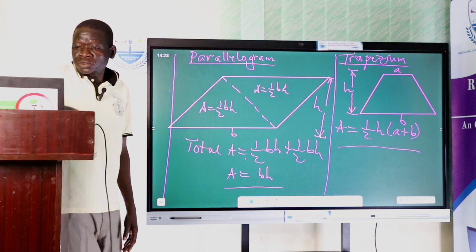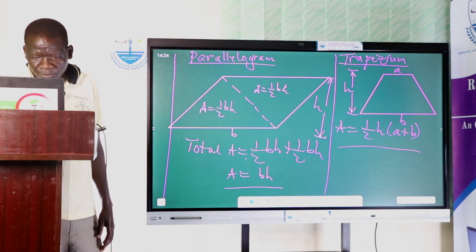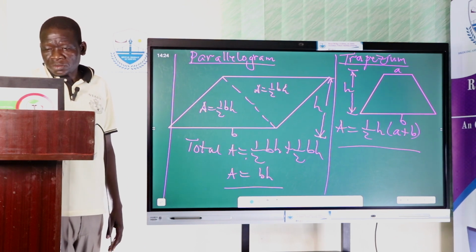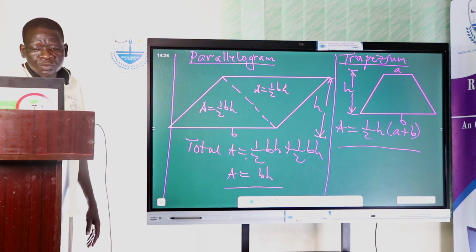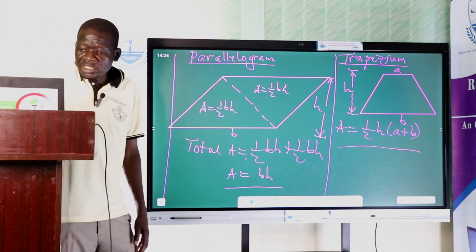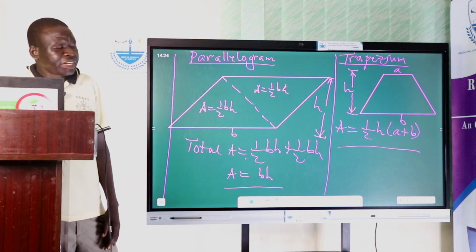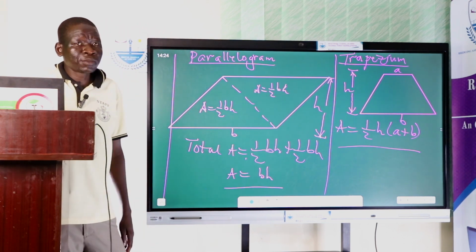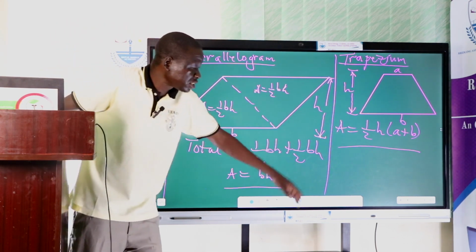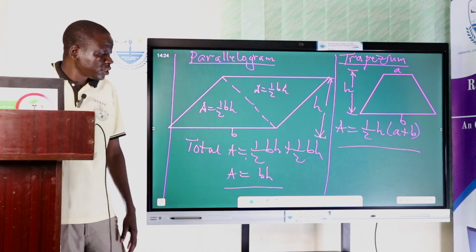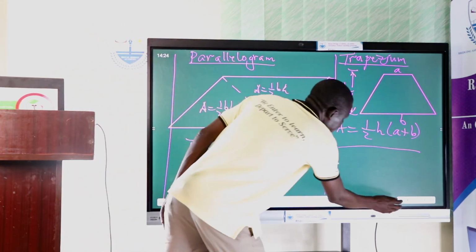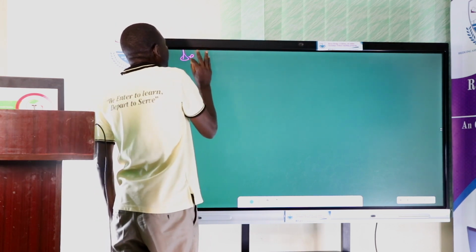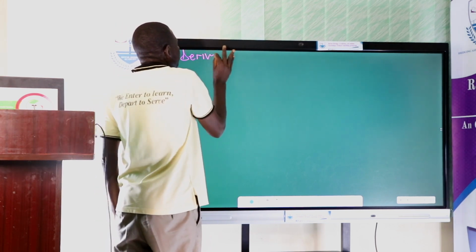We can look at its derivation. Where does this formula come from? We have to look at it from first principles. So, how do we find that formula?